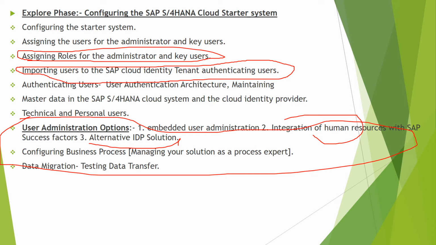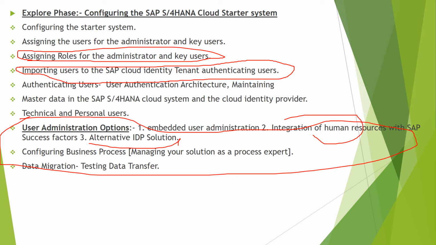So then, actually configuring business process. A user configuring business process in the system needs to have the role SAP_BR_BPC_EXPERT. Okay, so this is about expert business process configuration, right? In the Manage Your Solution app, this role lets you change the system configuration using the Configure Your Solution function. This is about managing your solution as a process expert.